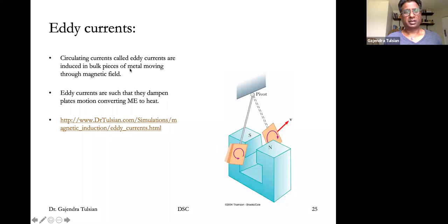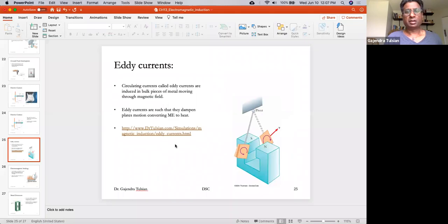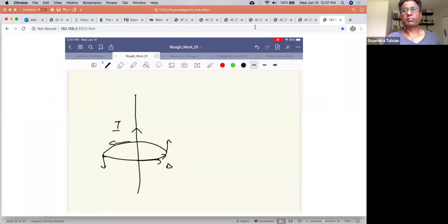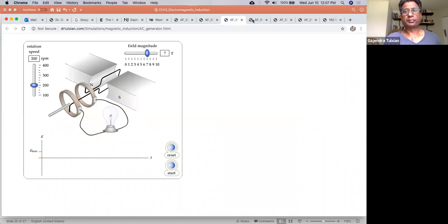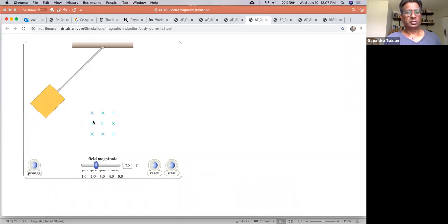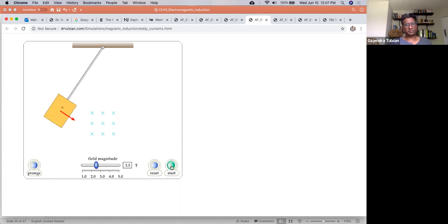Now here's an interesting little device. Let's look at the simulation. All right, so here's a magnetic field into the sheet of the paper. Here's just a metal plate, and that's free to swing about this point. So let's start this metal plate.